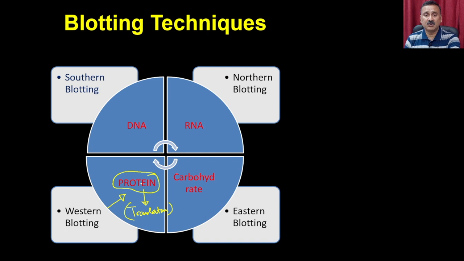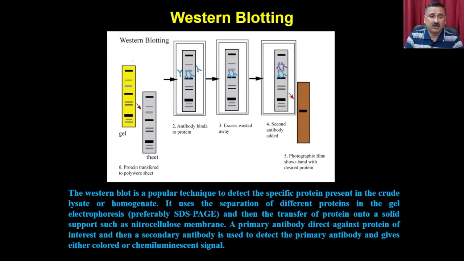Detection of protein with the help of Western blotting is a multi-step process where initially you separate the proteins on an SDS-PAGE. Following that, you transfer that onto a nitrocellulose membrane, and then you treat it with the primary antibody, followed by the secondary antibody, and then, depending upon the secondary antibody, you use the suitable substrate to give you the band.